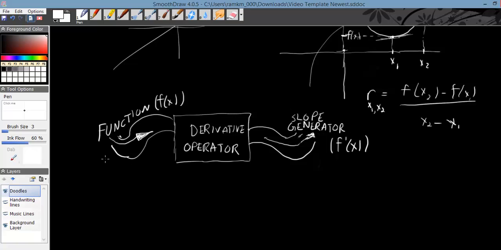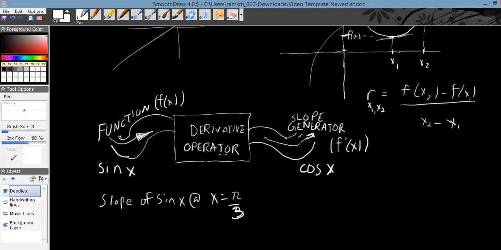To make this a little bit more concrete, let's say our function f of x is sine of x. Well, the derivative of sine of x is cosine of x. So at any given point x, the derivative, the instantaneous slope of the function at the point x comma sine of x, will be given by cosine of x. So let's say we're interested in finding the slope of sine of x at x equals pi over 3. Well, we can consider the derivative as an operator that'll enable us to do that. It'll spit out cosine of x. So we know that the slope will be given by cosine of pi over 3.